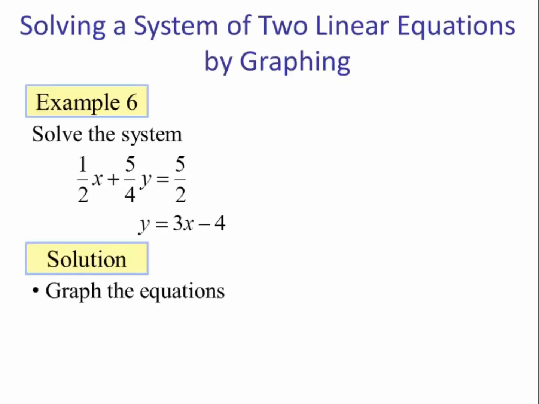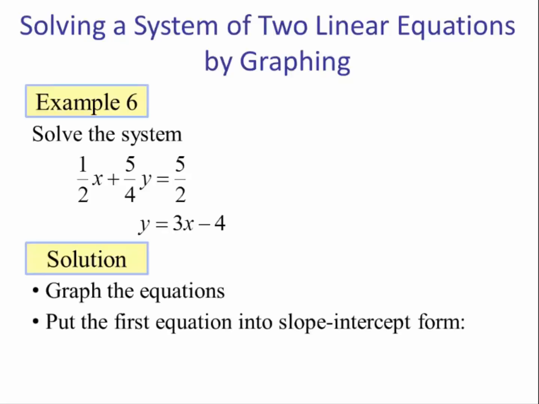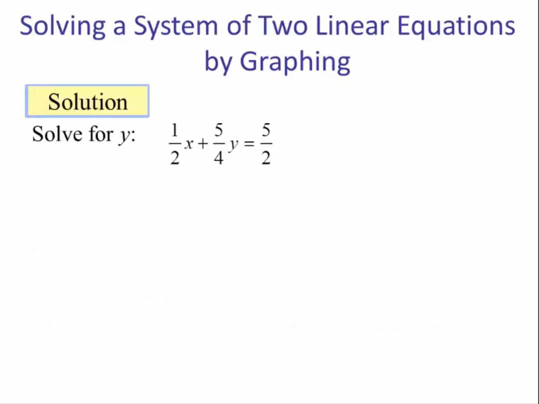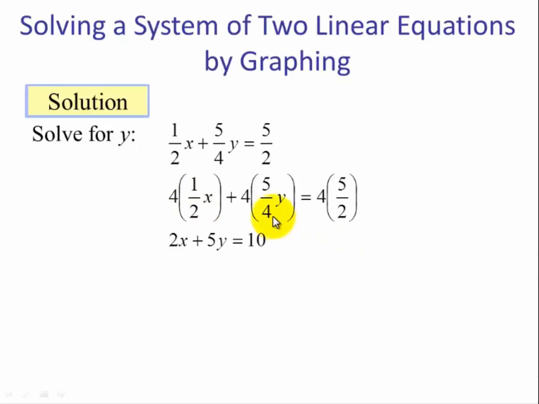Solution: we graph the equations. We need to put the first equation in slope-intercept form. So to solve for y, we're first going to get rid of the fractions. We're going to multiply all the terms in the equation by 4, the least common multiple of 2 and 4. So 4 times 1/2 is 2, so we're left with 2x. 4 times 5/4, the 4's cancel, we're left with 5 times y. And 4 times 5/2 is the same thing as 10.